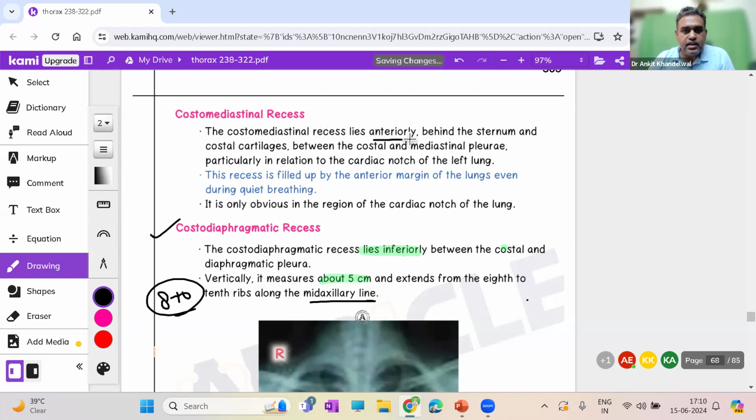The costomediastinal recess lies anteriorly behind the sternum and costal cartilages, because the mediastinum is up till here only, right? The recess is filled up by the anterior margin of the lungs even during quiet breathing. So this is not the most inferior part of the pleura. They are saying it is normally filled up by the anterior margin of the lungs because it is sandwiched between the lungs and the heart. It is located over here. This is mediastinal pleura, there is costal pleura, so this over here is the costomediastinal recess.